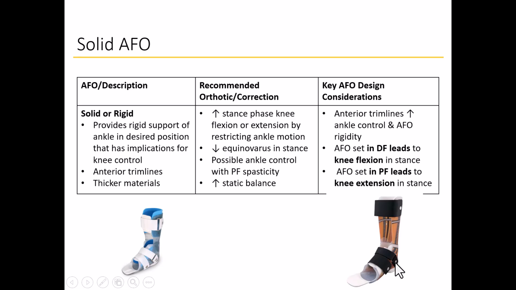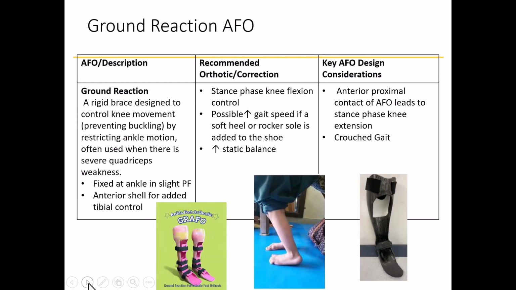So some of the key considerations: the anterior trim lines really help produce this rigid AFO. You are also able to set this AFO into dorsiflexion if you need to. If you set it in dorsiflexion, this leads to knee flexion in stance. Or on the opposite side, if you put the AFO in a little bit of plantar flexion, it can lead to a knee extension moment in stance and control, for example, a crouched gait.